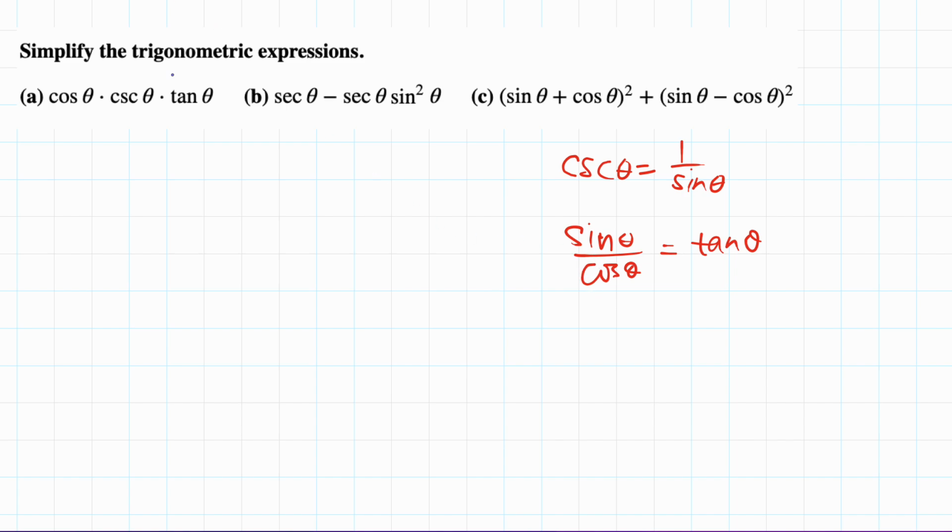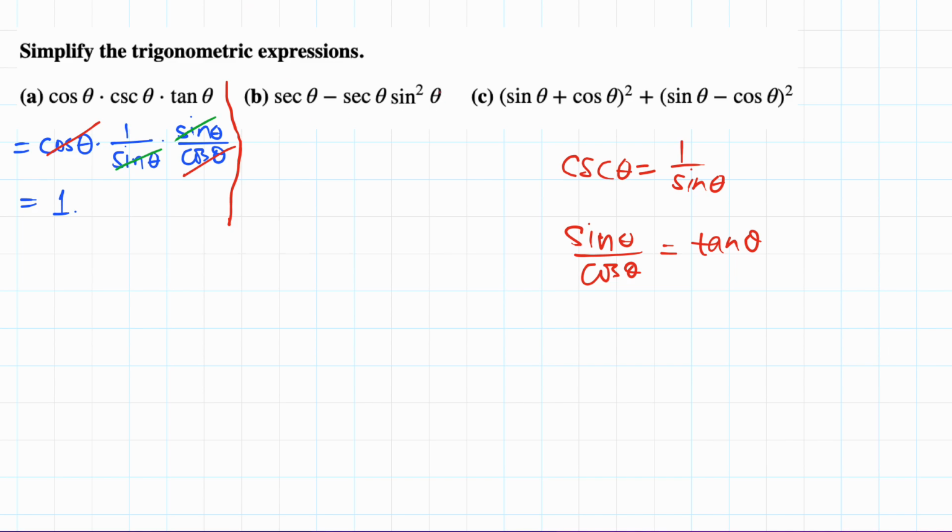So let's do that. This step is equal to cosine theta times 1 over sine theta times sine over cosine. Now we have fractions, so from the top and bottom cancel, top, bottom cancel. So just 1.